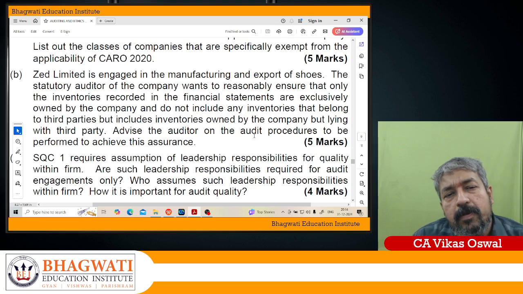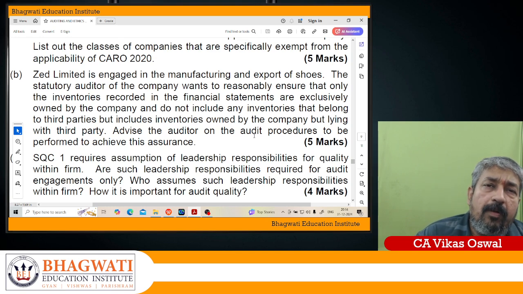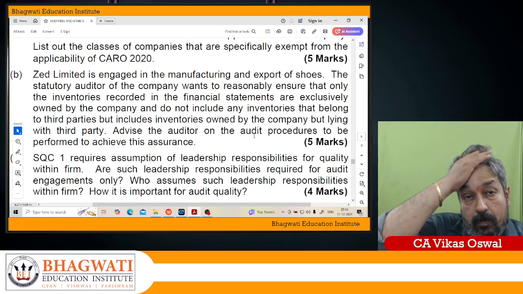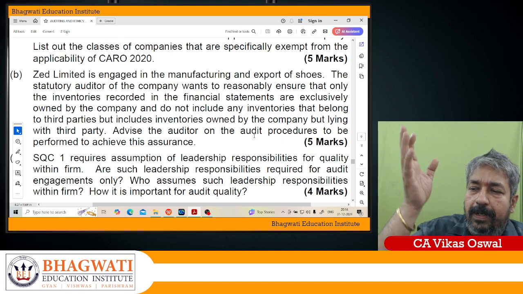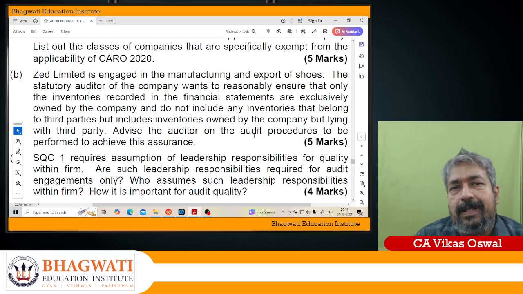So what is inventory turnover ratio? Cost of goods sold divided by average inventory. And he has to perform a vertical analysis, that is inventory to total assets, what is the ratio. And he has to see the budget with the actual. He has to do a comparison of the same.